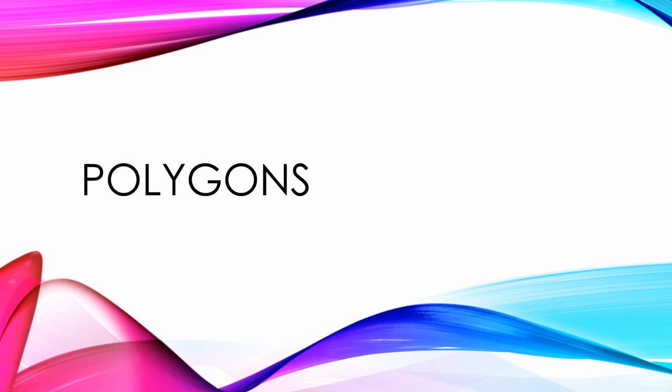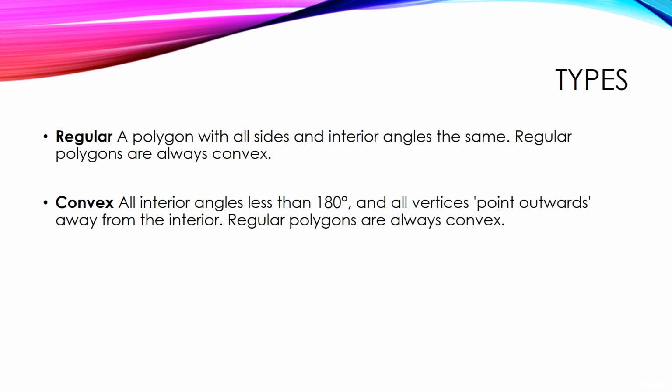Polygons. Types of polygons. A regular polygon is a polygon with all sides and interior angles the same.